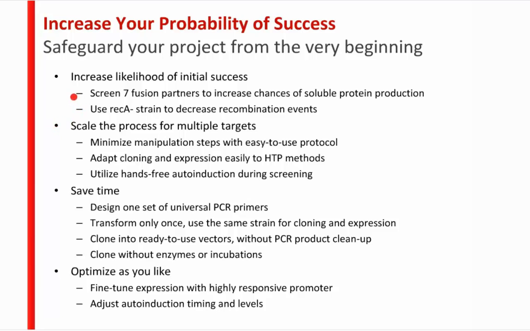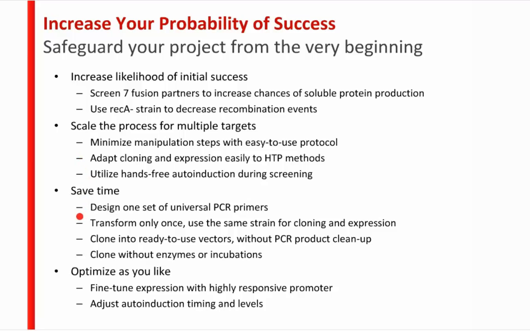You can use the system right from the start with your new or novel targets, or you can use it with targets that you are currently struggling to express. Maybe you've already tried a few things, haven't had as much success as you would like. You can certainly work this sort of system into your workflow. You can screen 7 different fusion partners to increase your chances of soluble protein production. And it's scalable, so it can be adapted to liquid handling instruments or to multi-channel pipette workflows.